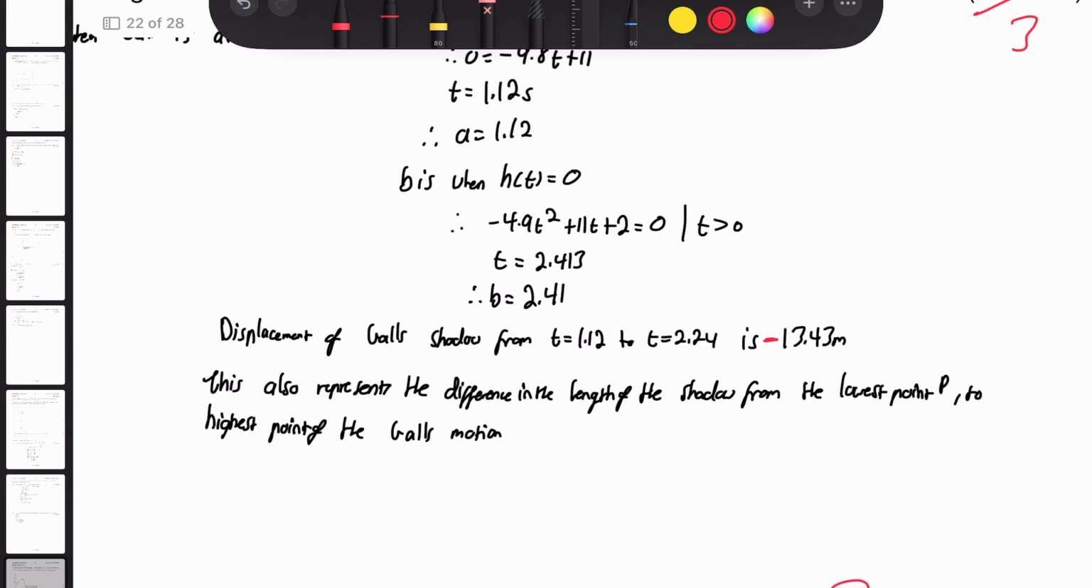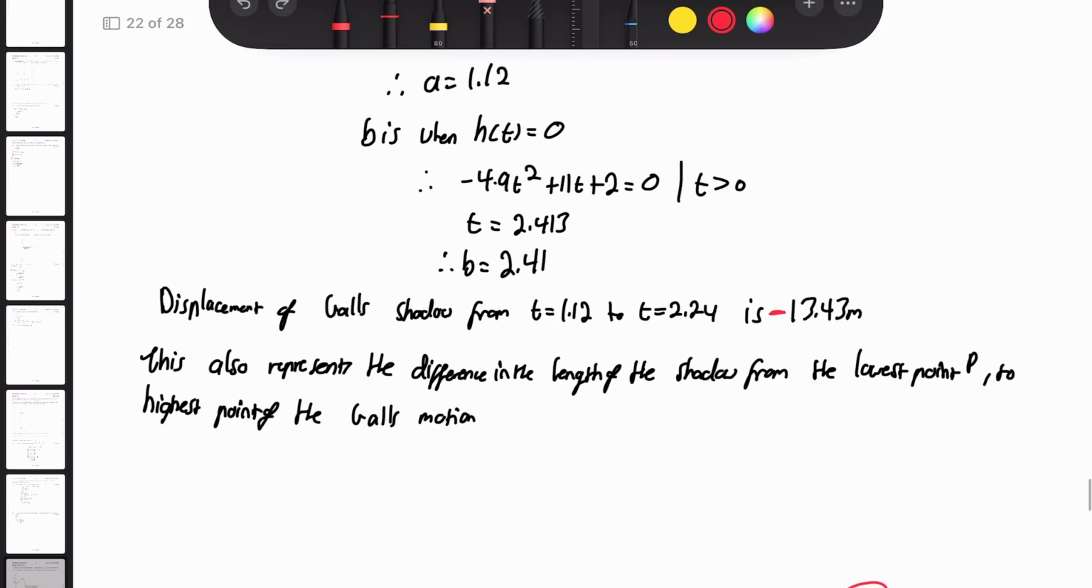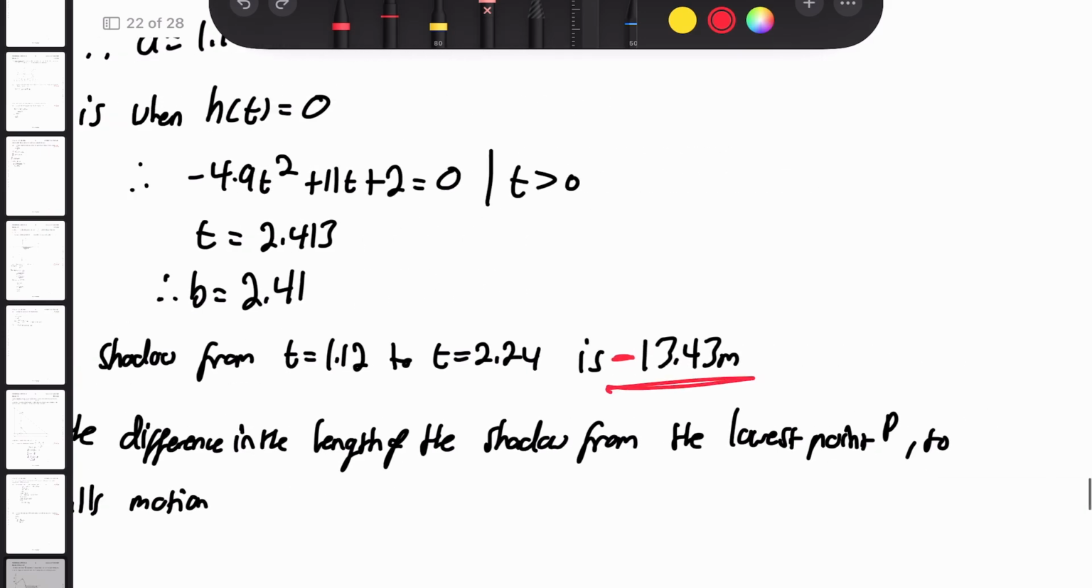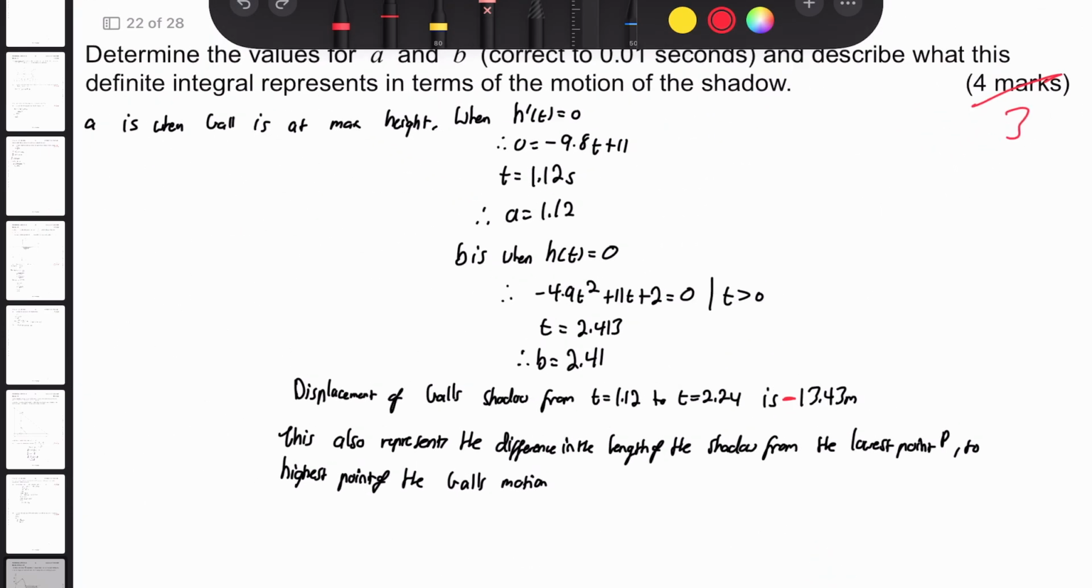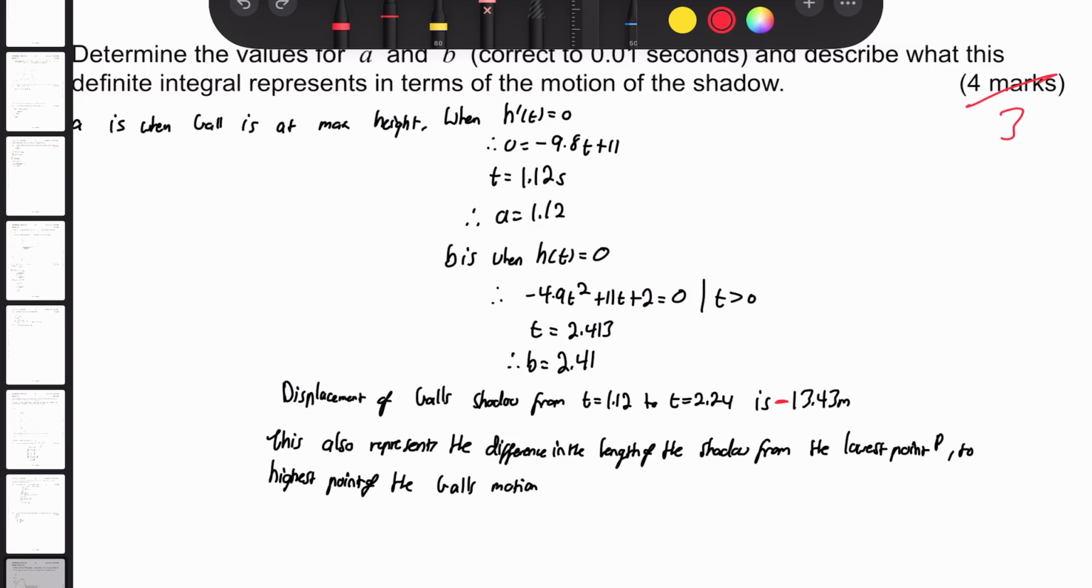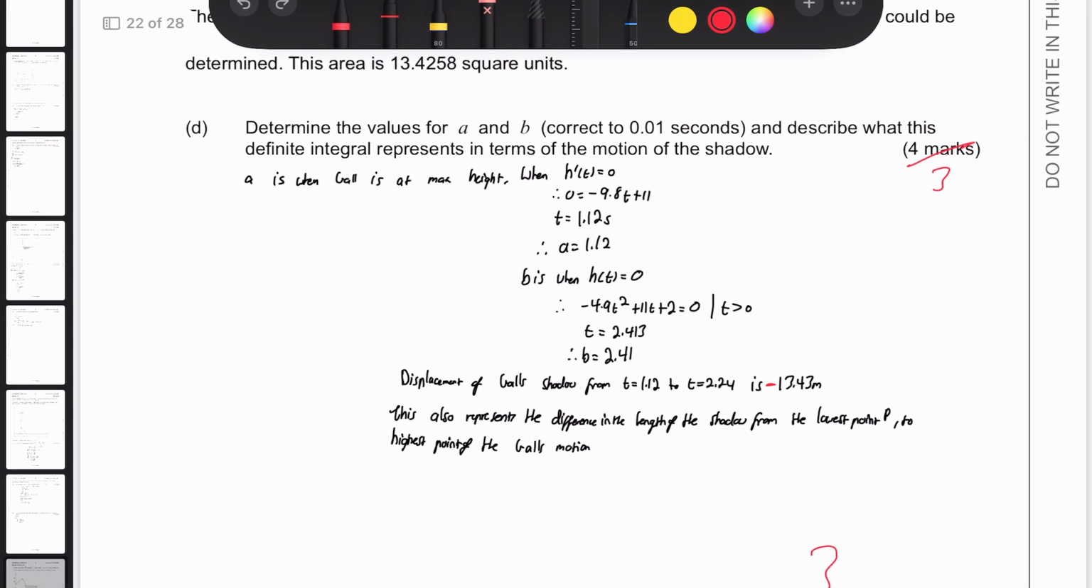The fourth mark was for talking about the ball traveling from the highest point to the lowest point, but I said it represents the difference in the length of the shadow from the lowest point to the highest point. So I think you're talking about the same thing in a different context, but the mark was for talking about the lowest point and the highest point, so I gave myself that mark. But yeah, I just need to talk about the negative displacement, or the ball is moving towards, or the shadow is moving back towards the pole, the light pole.